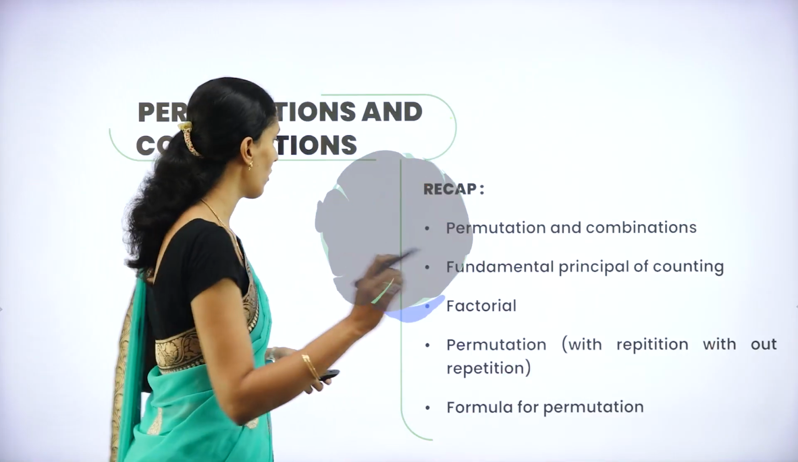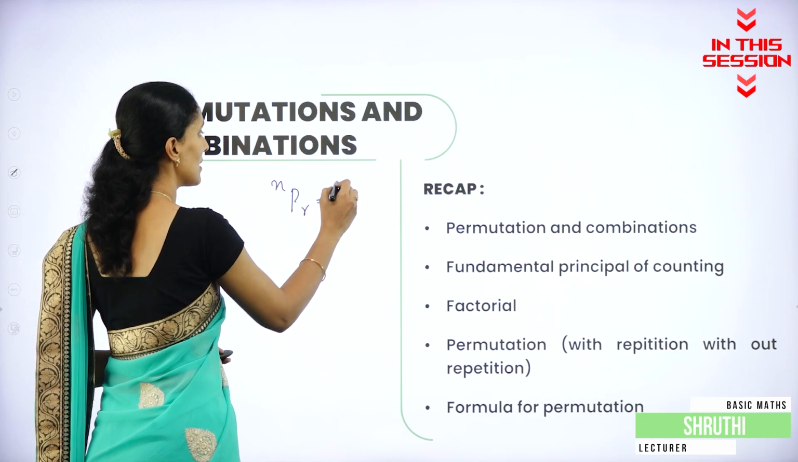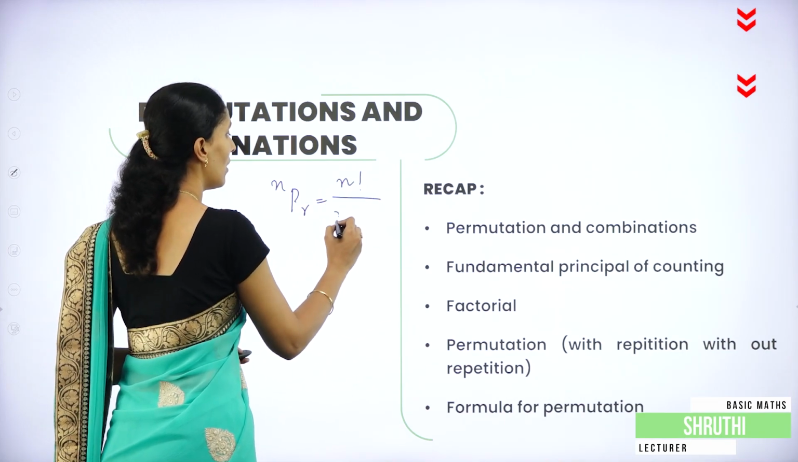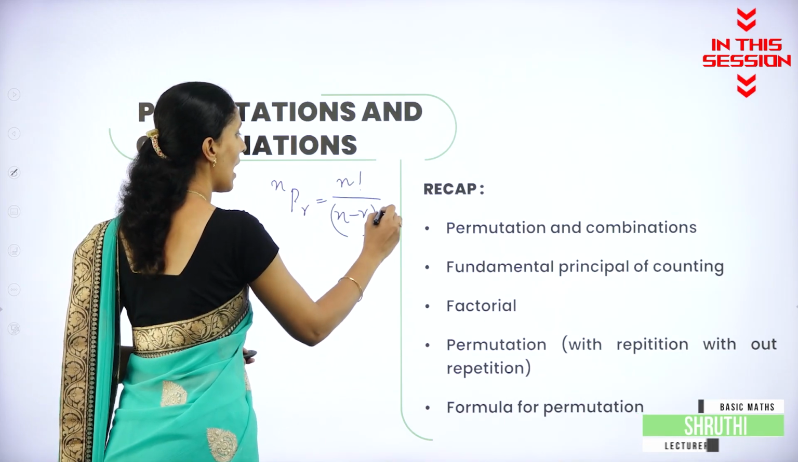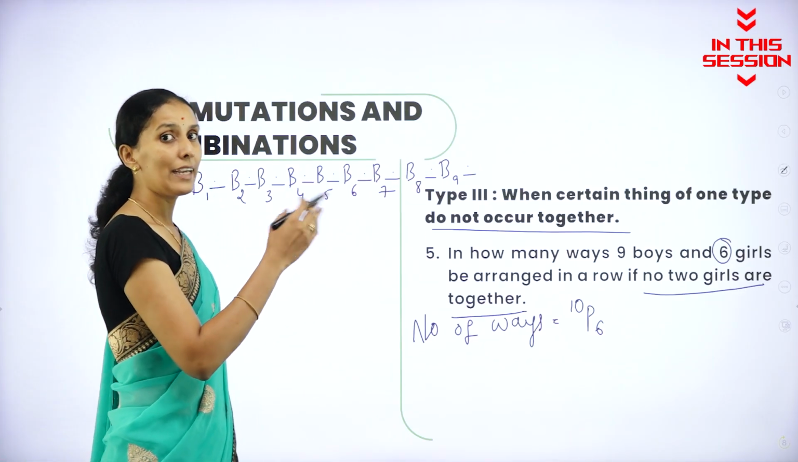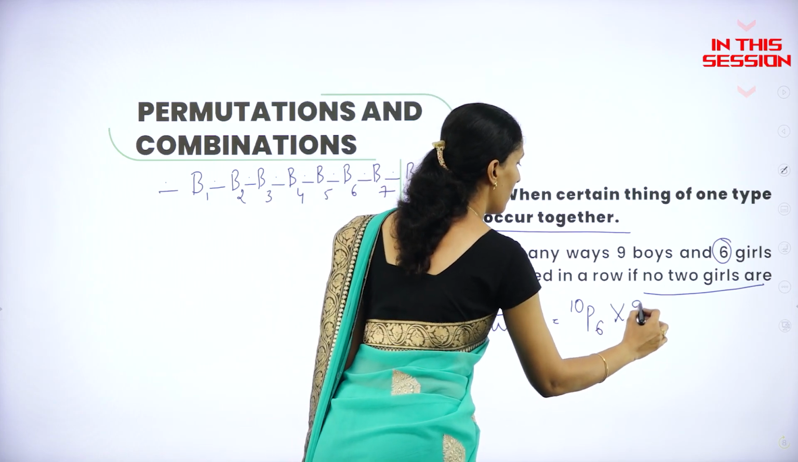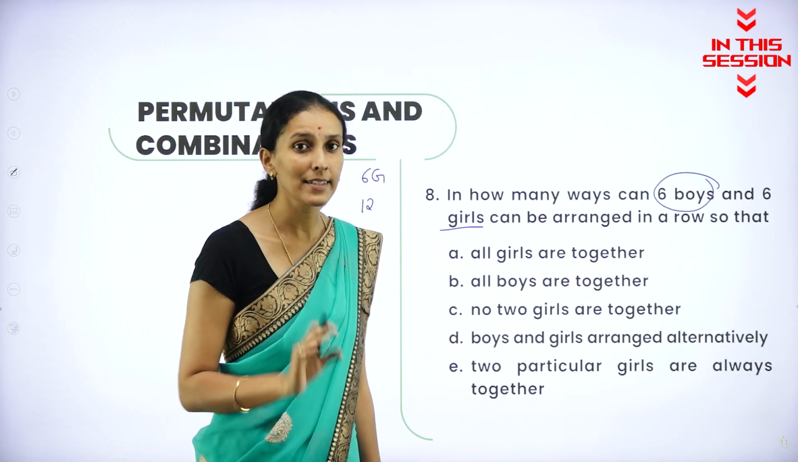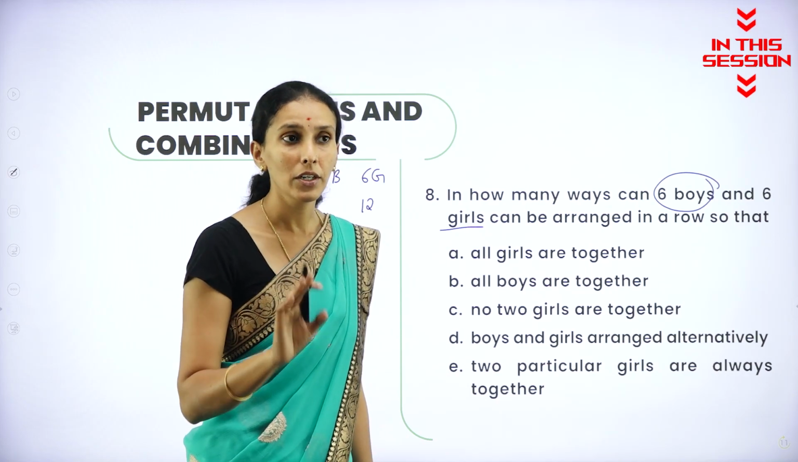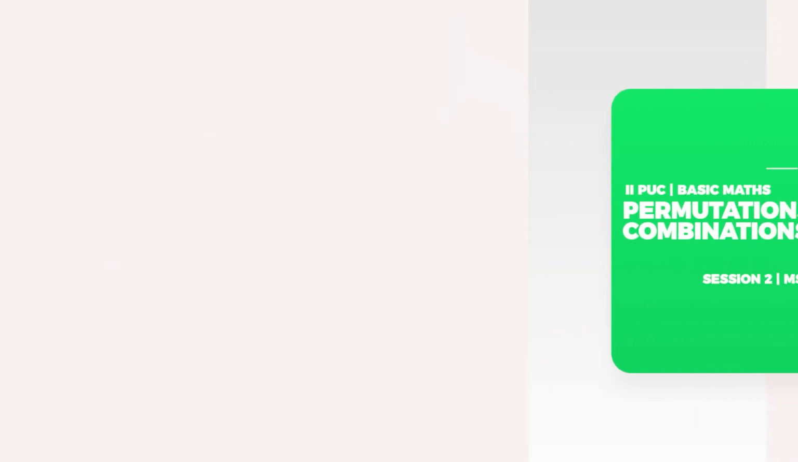What is the formula for our permutation? That is nPr is equal to n factorial over (n minus r) factorial. We have 9 different boys. They can occupy 9 different places. Therefore, it is 9 factorial. What does type 1 question say? You take it as one unit where we have one thing more than one time.